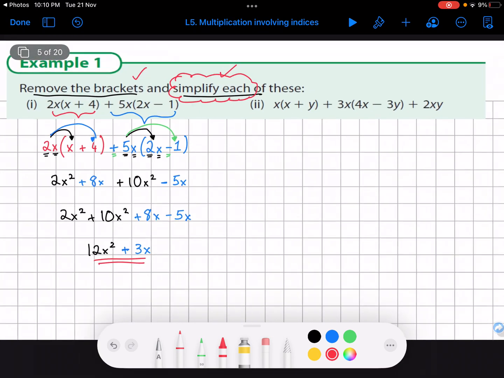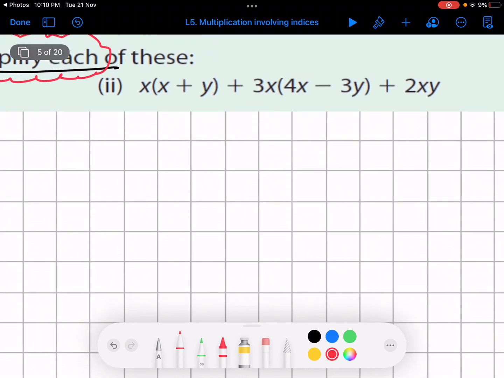Let's have a look at the next example. So here, I would again break it up. I would do following BODMAS, whatever is in the brackets first. So we have two brackets to deal with. We have the first one, and then the second one. And then we have an additional expression at the end. So let's look at the first, what we have in red.